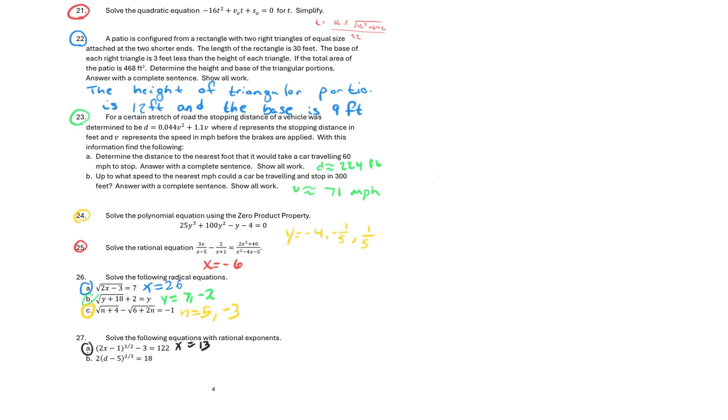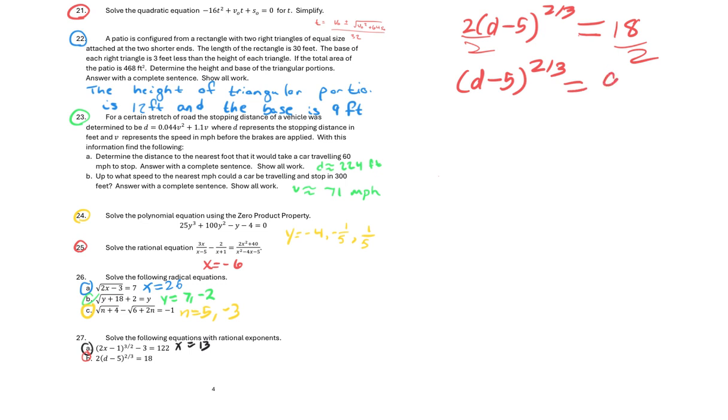Okay, now we look at part B here. We have 2 times d minus 5 to the power of 2 thirds is equal to 18. Okay, first thing I'm going to do is divide both sides by 2, just to get rid of that extra little bit that we have there. So we have d minus 5. Let me rewrite that cleaner. D minus 5 to the power of 2 thirds is equal to 18 over 2, which is 9.